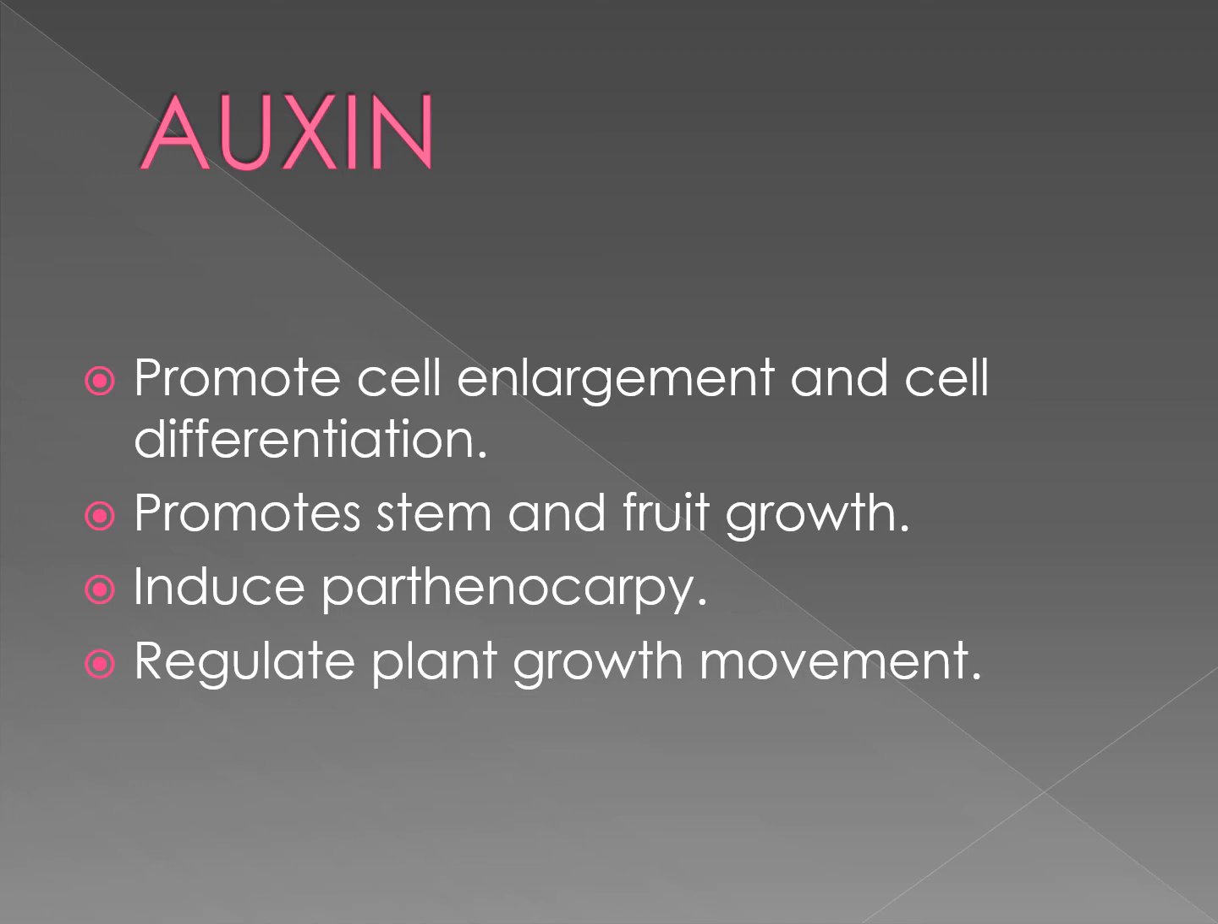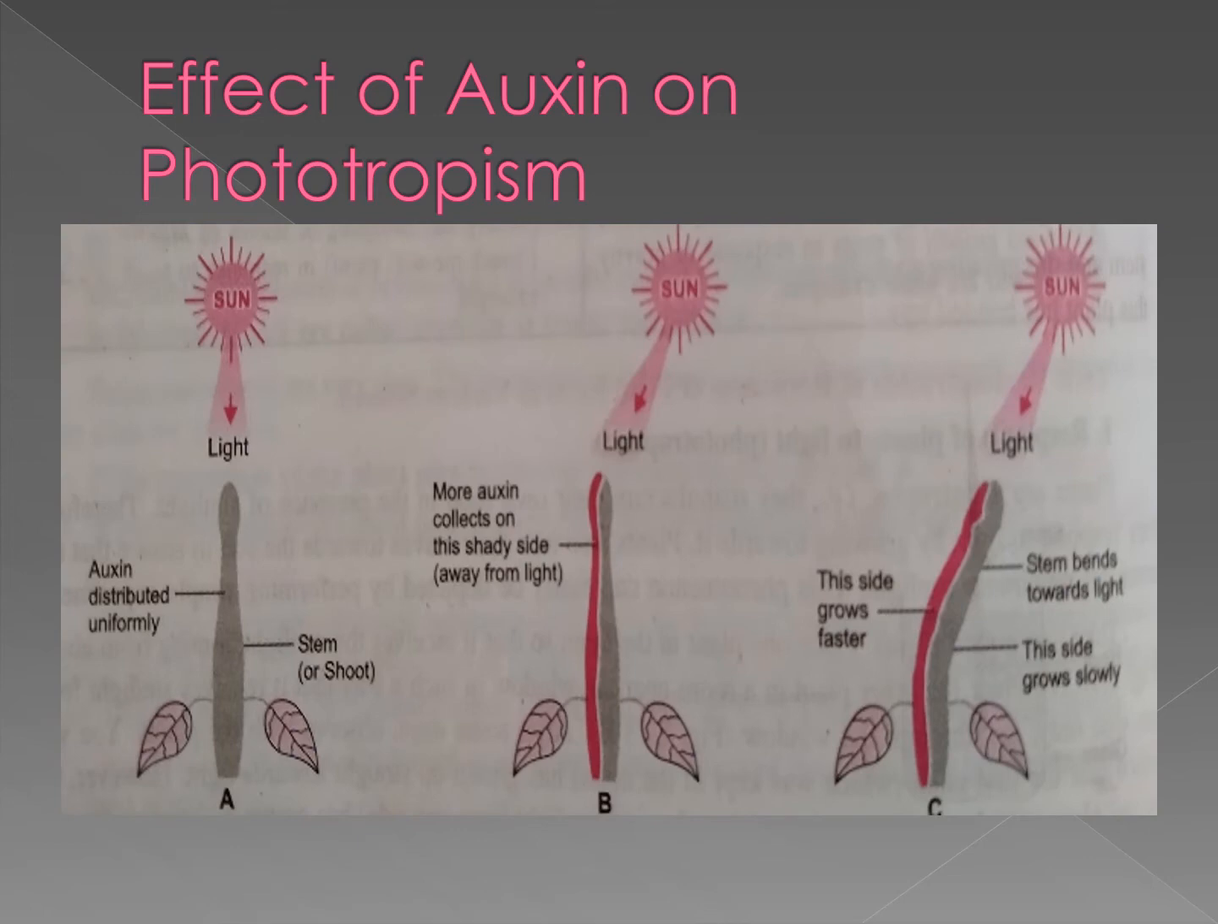This has great use in the field of agriculture, and auxin also regulates plant growth movements. So these are the effects of auxin, and we have an example here. Already you have gone through phototropism. Phototropism means the growth of a stem towards the light. Auxin has an important role in causing that type of movement.